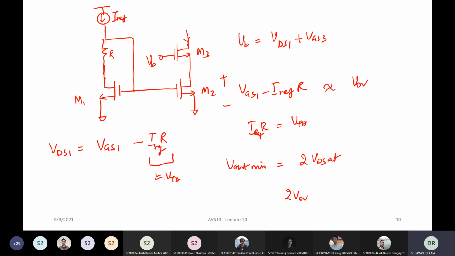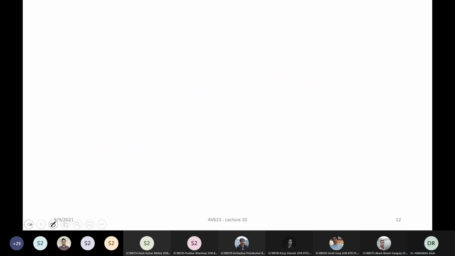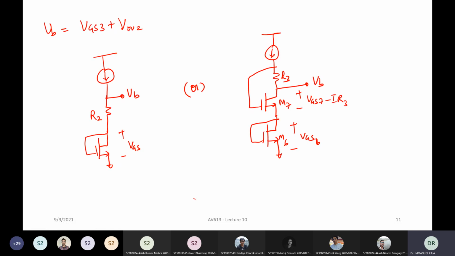There are many different ways to generate these things. These are all what you are doing to reduce your VTH here. So these all belong to a class of circuits called low voltage cascodes.